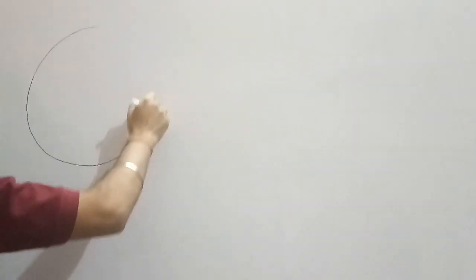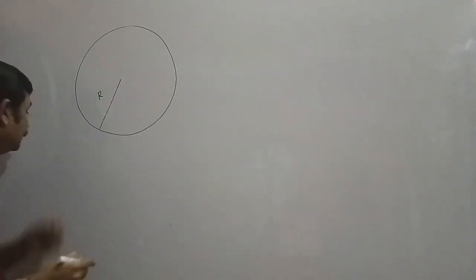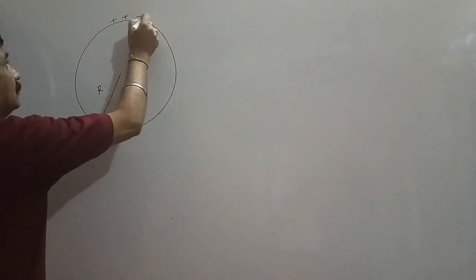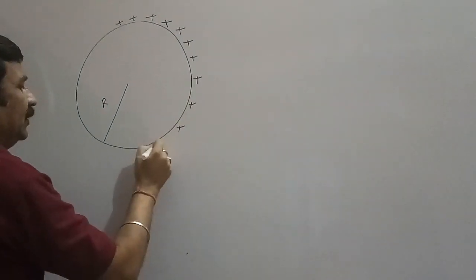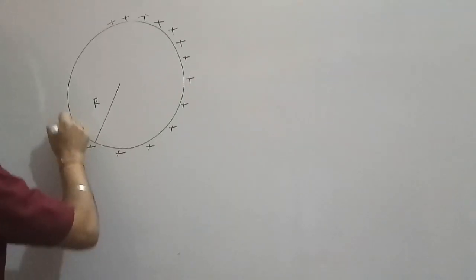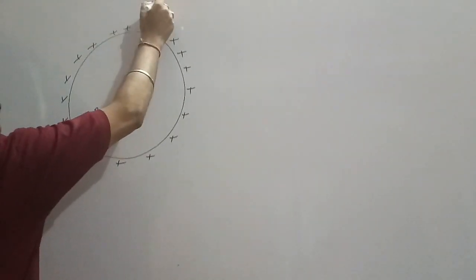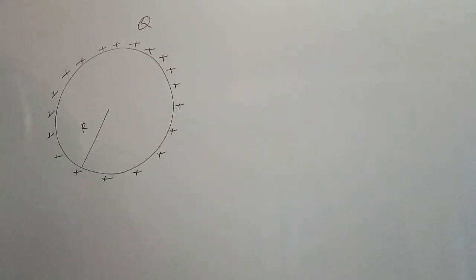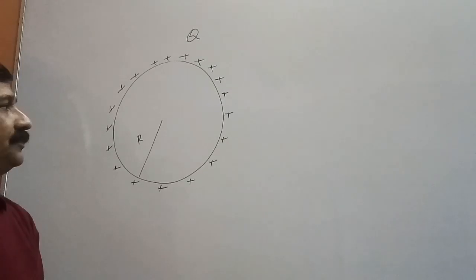Suppose we have a spherical shaped conductor having radius capital R. When we charge this conductor by any means, the whole charge will reside on the surface. Let the total charge of this conductor be Q. We want to know the expression to find the capacity of it.